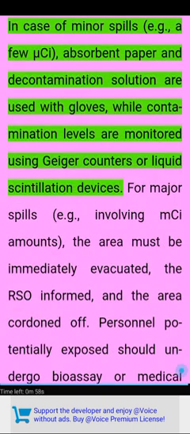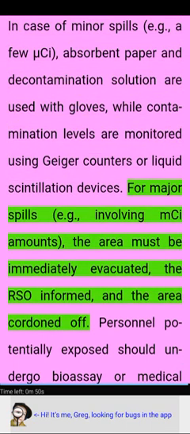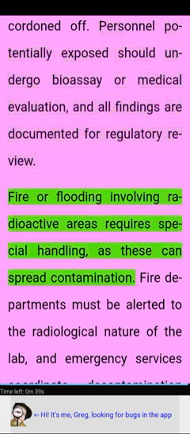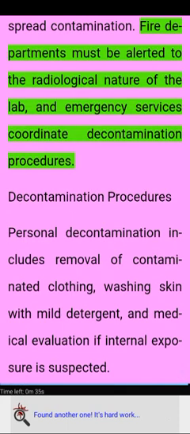Spill and accident management. In case of minor spills, e.g., a few microcuries, absorbent paper and decontamination solution are used with gloves, while contamination levels are monitored using Geiger counters or liquid scintillation devices. For major spills, e.g., involving millicurie amounts, the area must be immediately evacuated, the RSO informed, and the area cordoned off. Personnel potentially exposed should undergo bioassay or medical evaluation, and all findings are documented for regulatory review. Fire or flooding involving radioactive areas requires special handling, as these can spread contamination. Fire departments must be alerted to the radiological nature of the lab, and emergency services coordinate decontamination procedures.